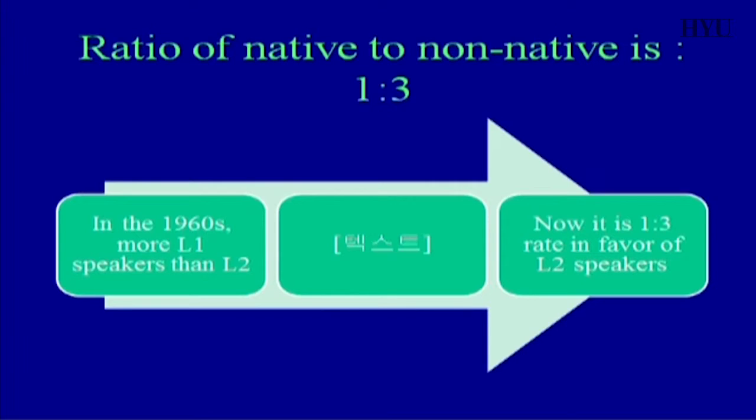So what does it mean? Now in the global society, there are many more English speakers of English as a secondary or foreign language than mother tongue English speakers. In other words, there are many more speakers in the expanding circle countries than speakers who belong to the inner circle countries.